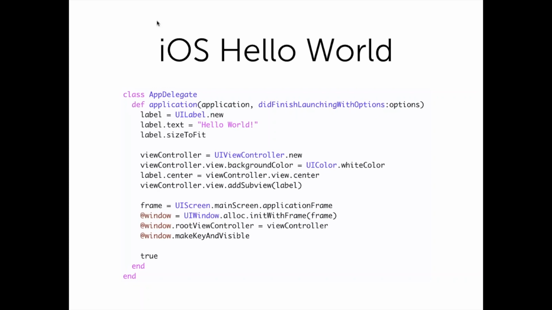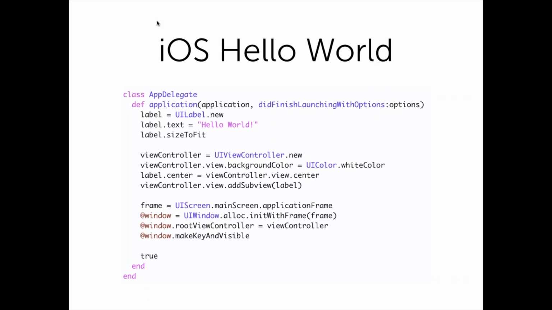on your screen. It's a code snippet, and it doesn't really look like Ruby code. It's because this is a direct translation of Hello World in Objective-C. So everything that you see here on that screen is actually an Objective-C method. For instance, a UIViewController is an Objective-C class defined by UIKit, and we can just access it like this, UIViewController.new.